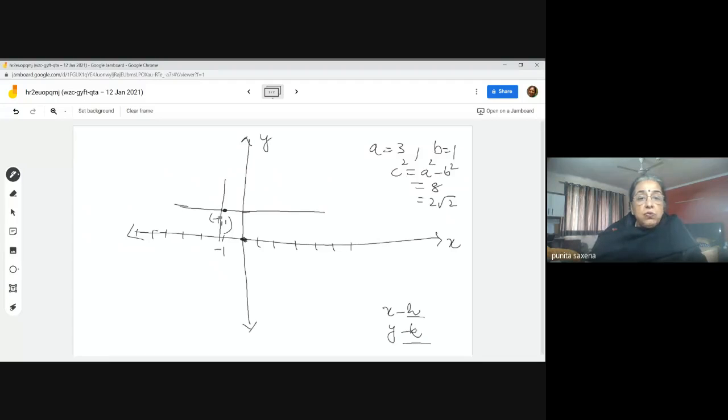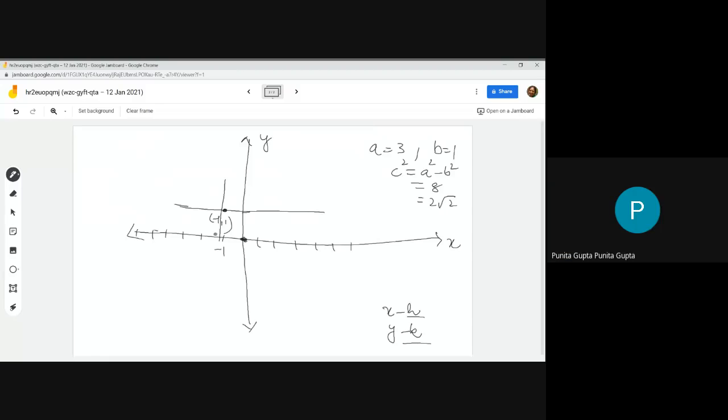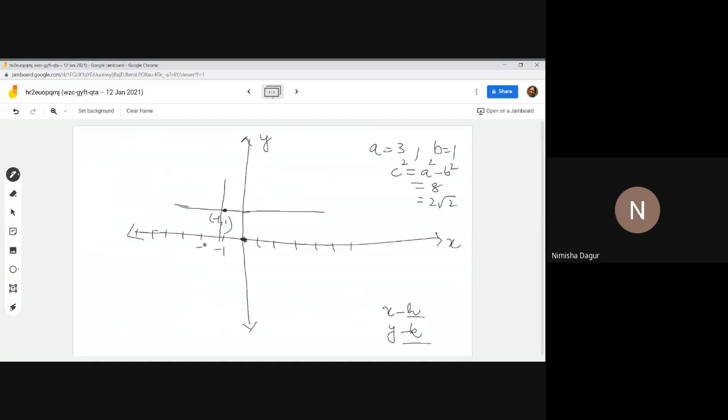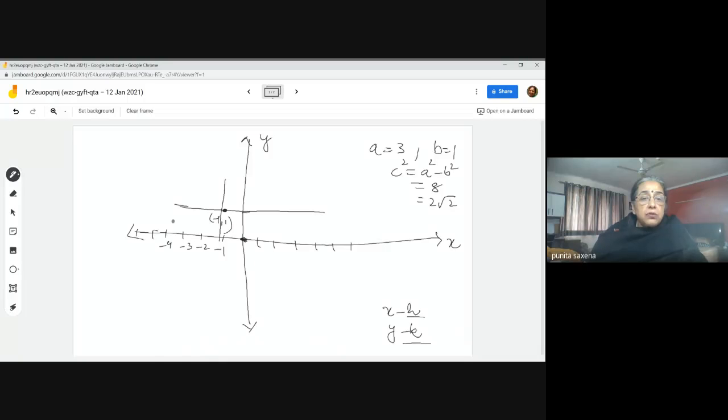So you move how many units to the left? 3 units to the left. From where? From minus 1. Minus 1, 1. So this is your one endpoint and 3 units here. So 1, 2 and 3. This is the other endpoint.